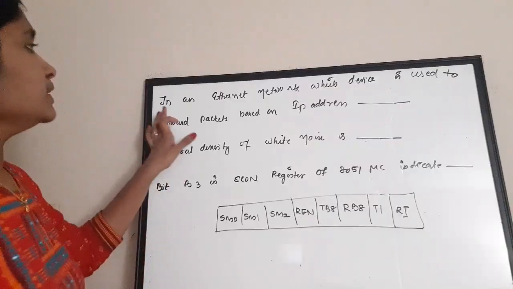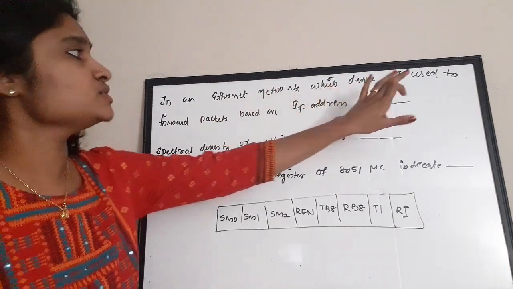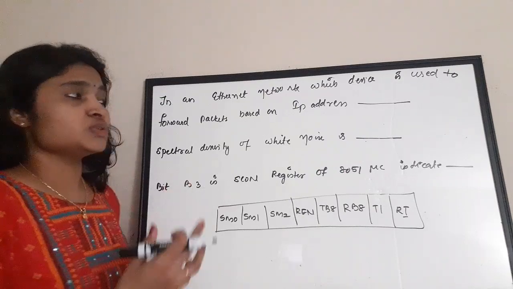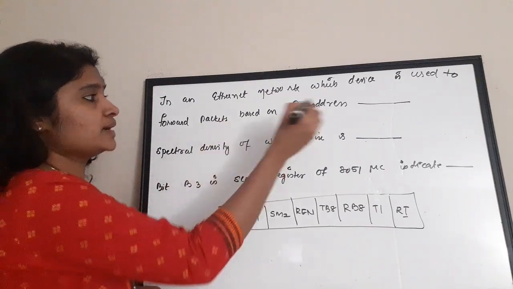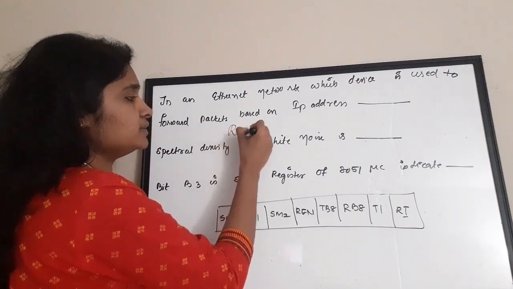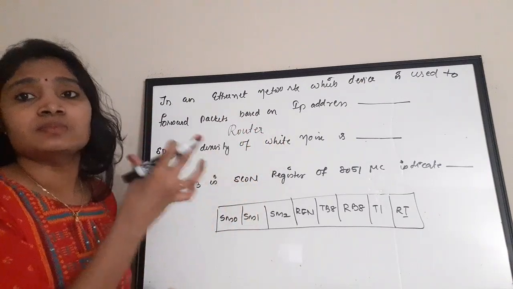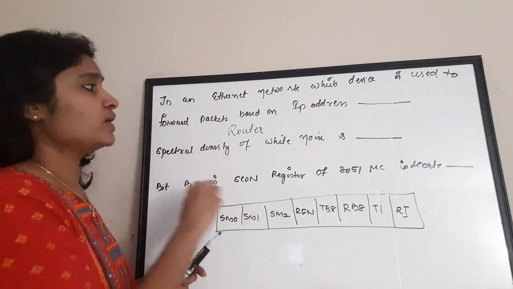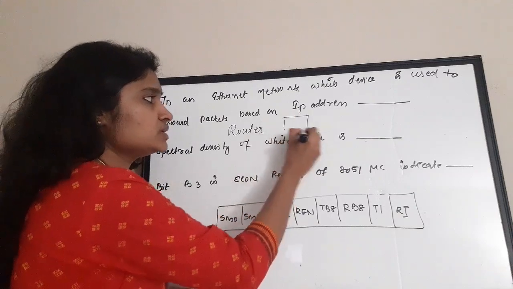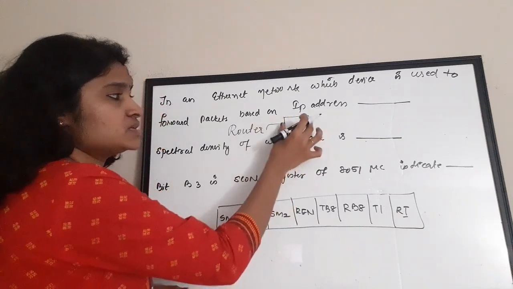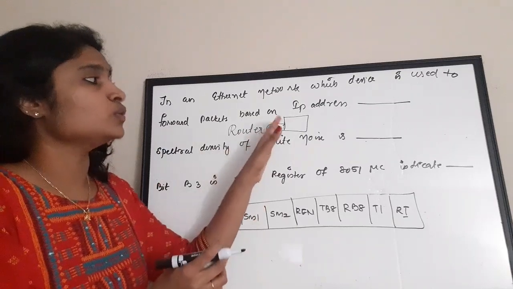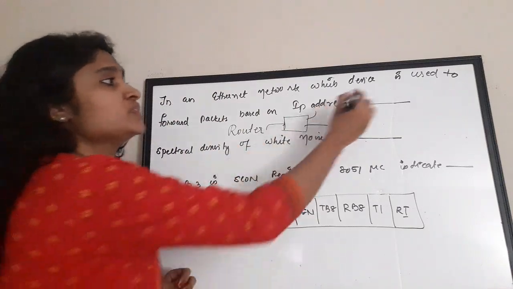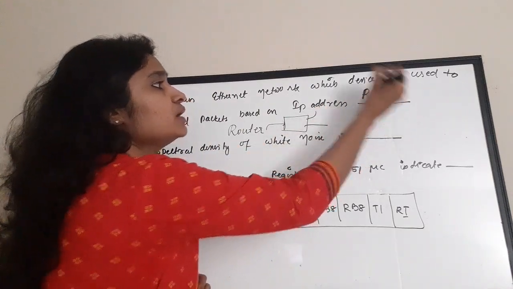In an Ethernet network, which device is used to forward packets based on IP address? The device used to forward packets based on IP address is called a router. In the router, the routing decision is made. When the packets reach the router, based on the IP address, the routing decision is made within the router and it will forward the packet based on this IP address. So that is a router. It will route the packets.